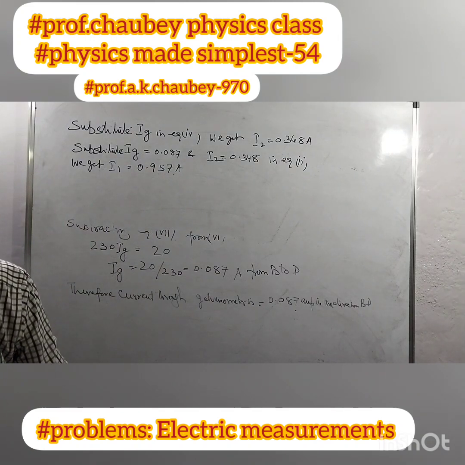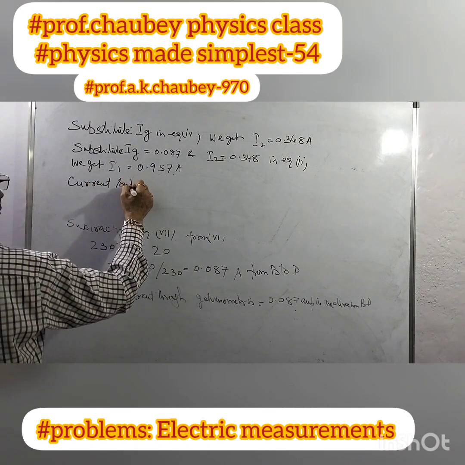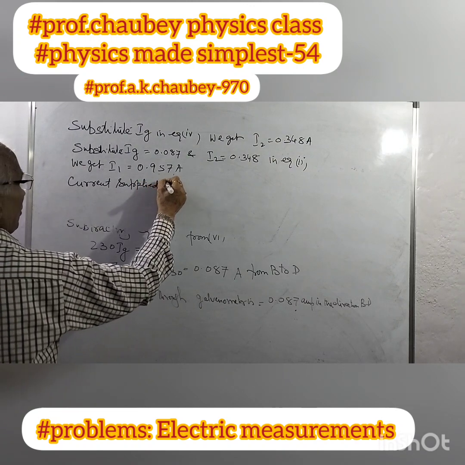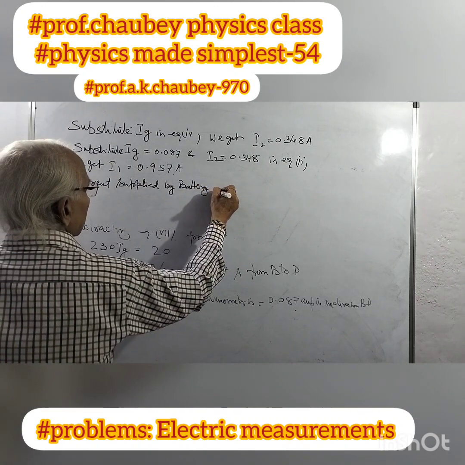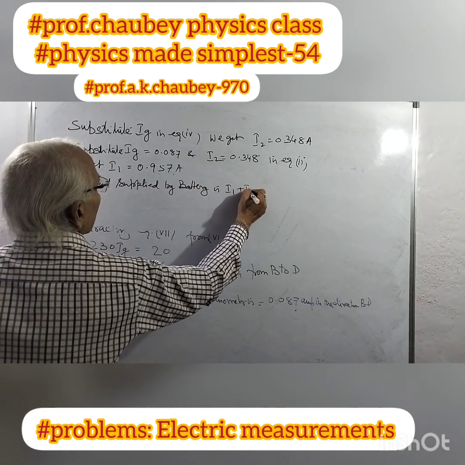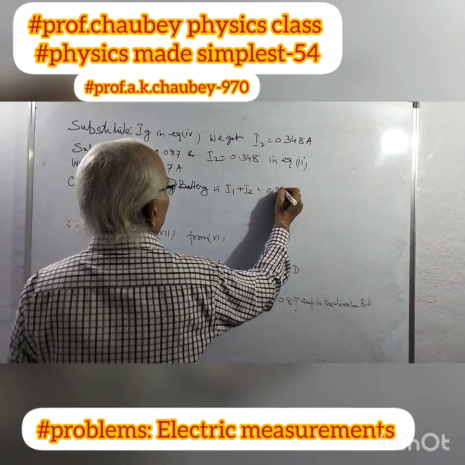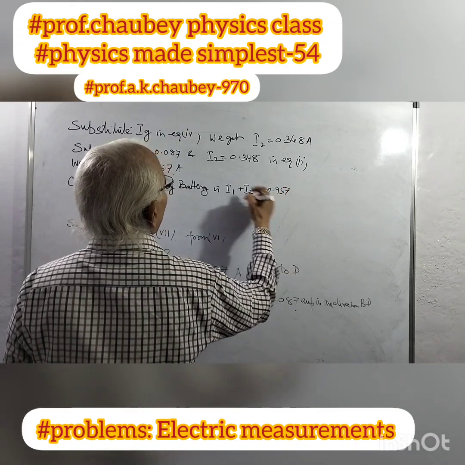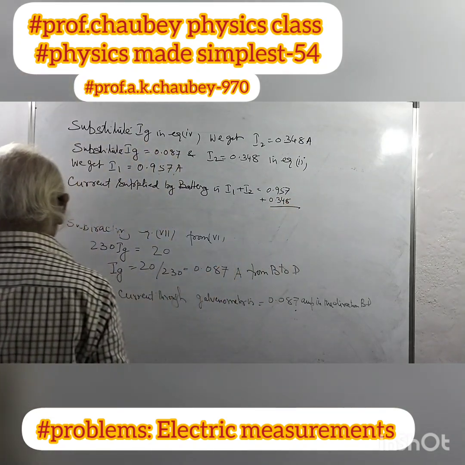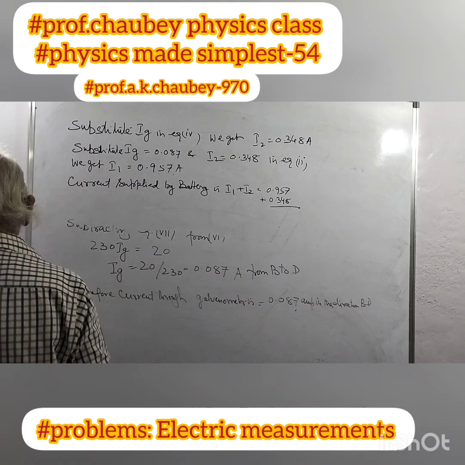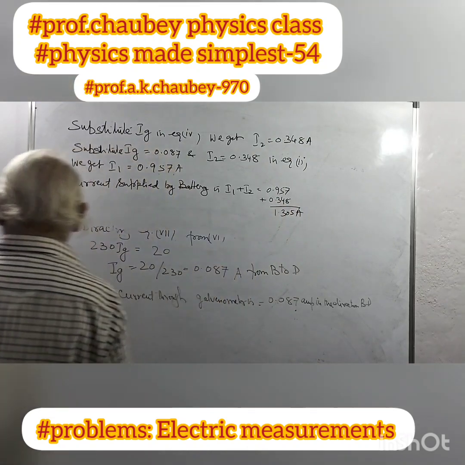Now the current supplied by the battery is I1 plus I2. So we have I1 here, that is 0.957, plus 0.348. So this becomes the total current. You add, 1.305 ampere. So we know the total current.